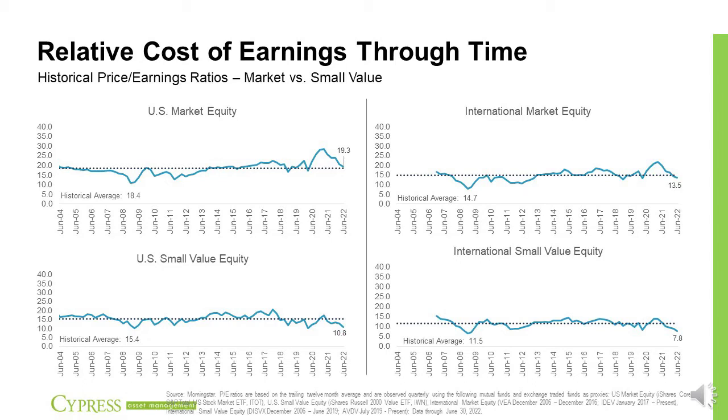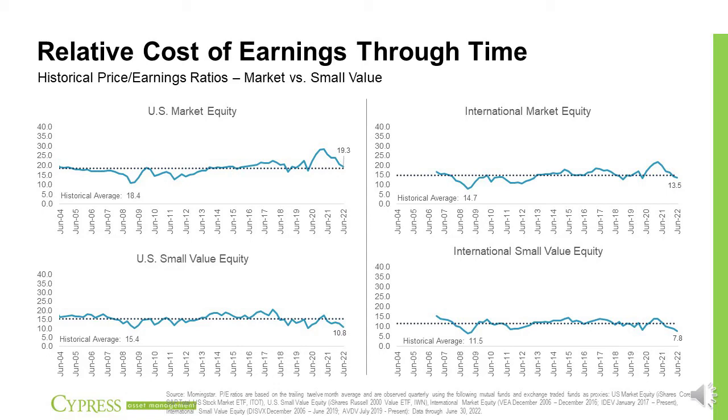For example, as we can see in the chart on the top left, the average dollar of earnings for the total U.S. stock market costs roughly $19. Internationally, as we can see in the chart on the top right, earnings are cheaper at roughly $14 per share of earnings on average. The values represented here use historical fund and ETF data to establish these price ratios, and the average PE is reflected by the dotted line on the chart.